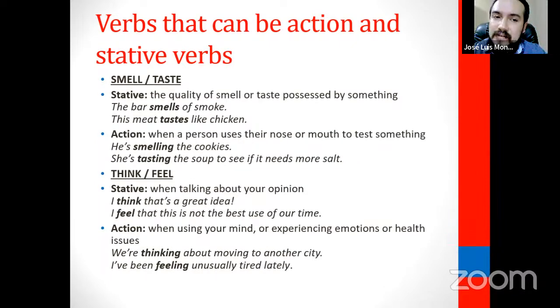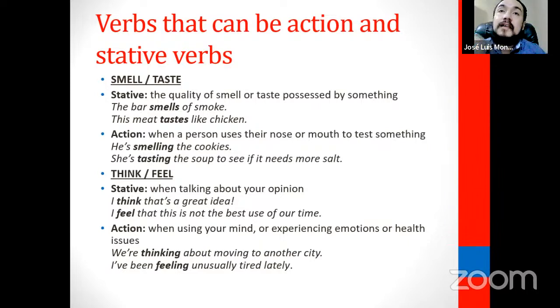Then smell, taste, all right, smell, taste, stative. When smell and taste are stative, as I mentioned before, it's a characteristic that something has. It's a state that something or someone has. The bar smells. If you go to the bar, it smells. It produces that, all right? If you have meat, it also tastes, right? You eat the meat and you taste, right? But the meat tastes like chicken in this case. That's the taste of the meat. So if something produces that smell or taste, it is stative because that's the characteristic, that's the quality of the bar, that's the quality of the meat.